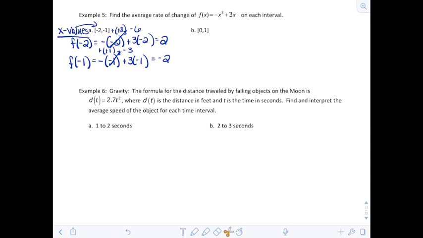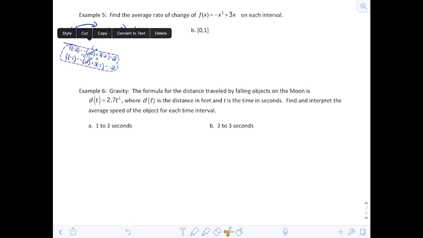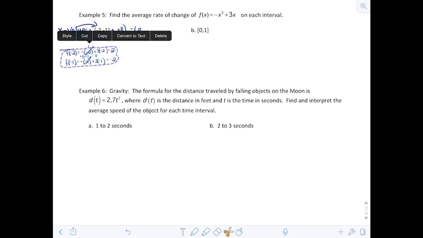Now I'm going to apply those to the formula. I need a little more room, so I'm going to cut this out a little bit and squeeze it down, move it off to the side. There we go. Okay, so now we'll apply it to the formula.